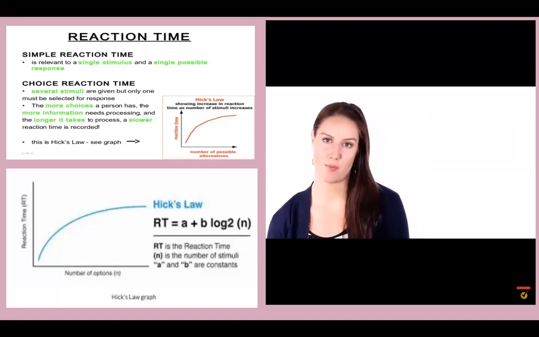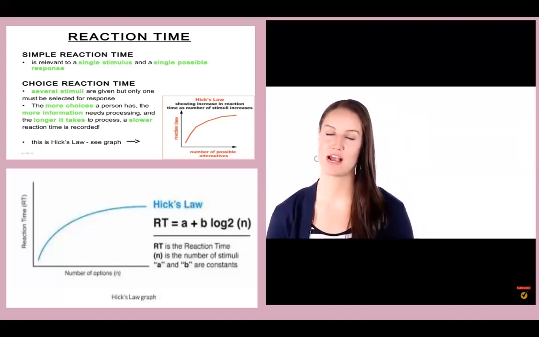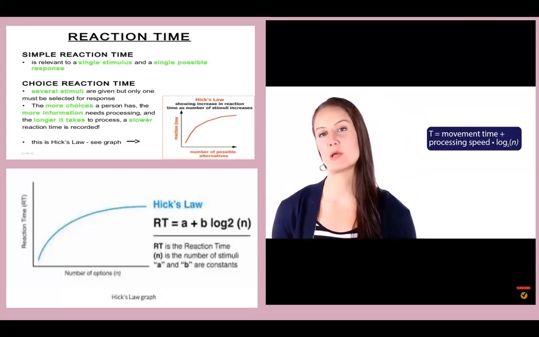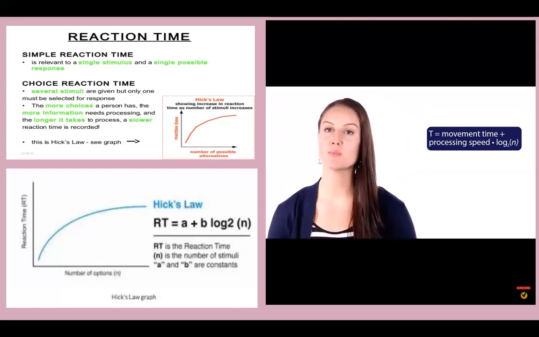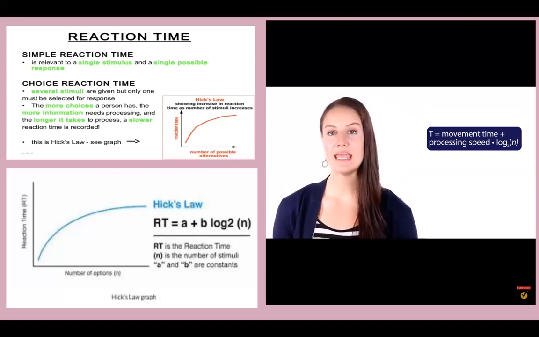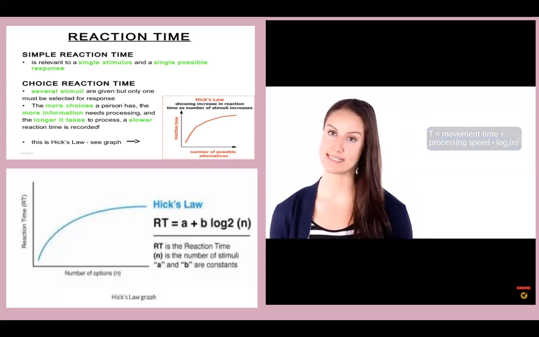Hick actually came up with an equation to calculate reaction time. Reaction time equals movement time plus processing speed times log base 2 n. N is the variable for the number of choices.